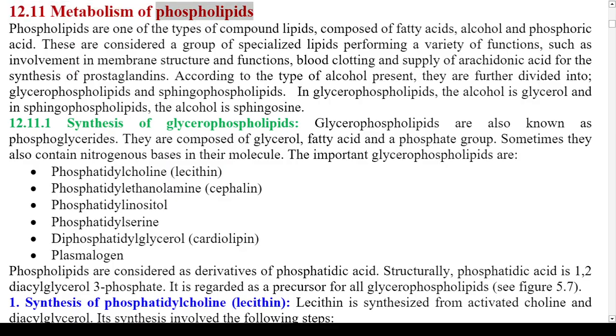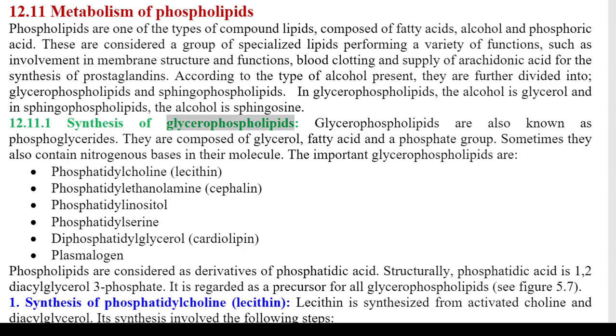12.11 Metabolism of Phospholipids. Phospholipids are one of the types of compound lipids, composed of fatty acids, alcohol, and phosphoric acid. These are considered a group of specialized lipids performing a variety of functions, such as involvement in membrane structure and functions, blood clotting, and supply of arachidonic acid for the synthesis of prostaglandins. According to the type of alcohol present, they are further divided into glycerophospholipids and sphingophospholipids. In glycerophospholipids, the alcohol is glycerol, and in sphingophospholipids, the alcohol is sphingosine.